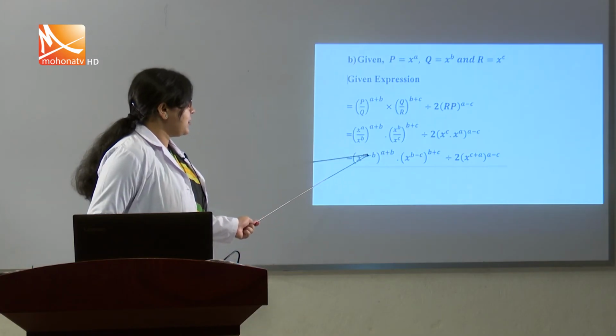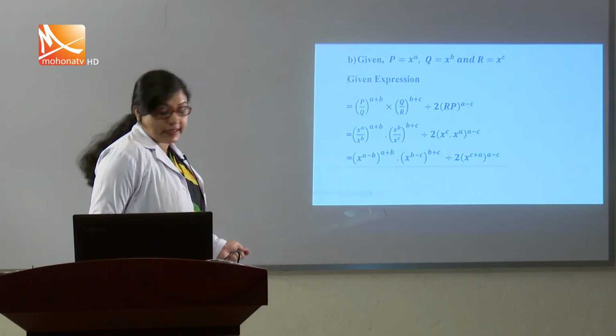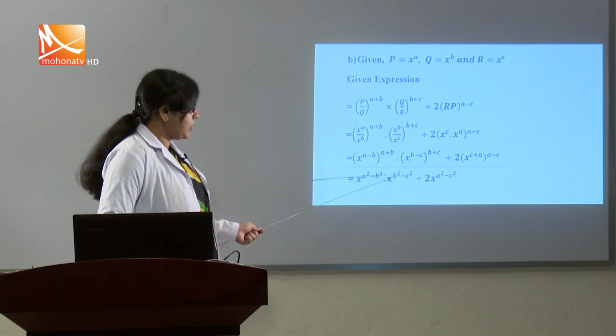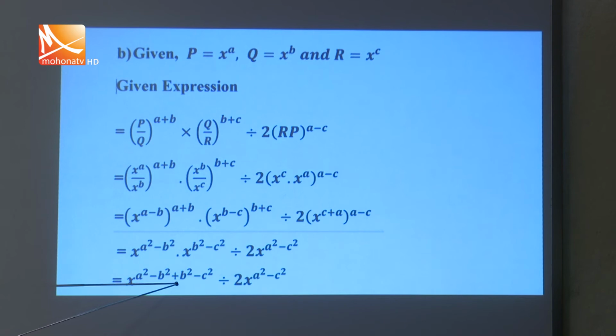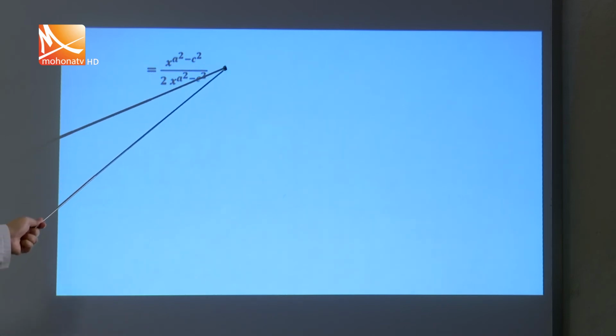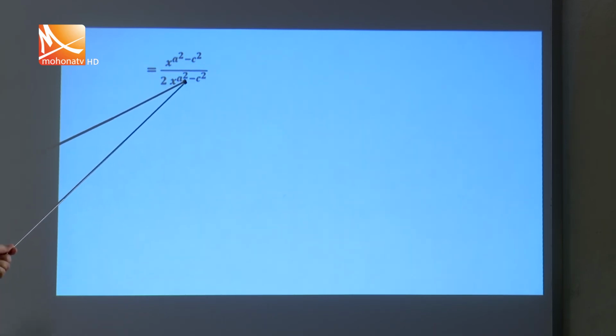And if we multiply these two powers, we will get x to the power a square minus b square into x to the power b square minus c square divided by 2 into x to the power a square minus c square. And since there is a multiplication sign between them, we can add their powers. So we get x to the power a square minus b square plus b square minus c square divided by 2 into x to the power a square minus c square. And if we cancel them, then we will get x to the power a square minus c square divided by 2 into x to the power a square minus c square.